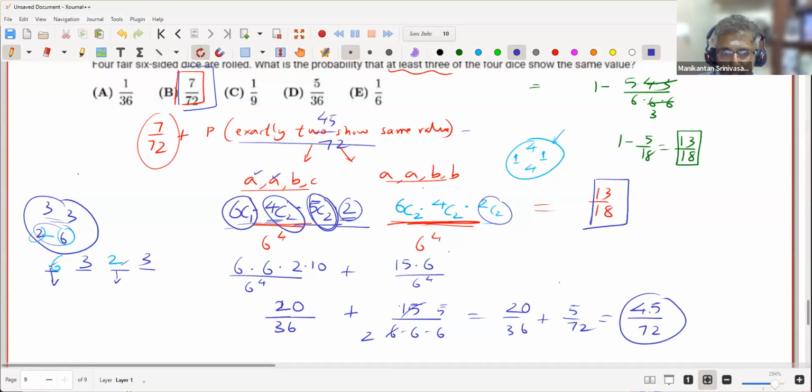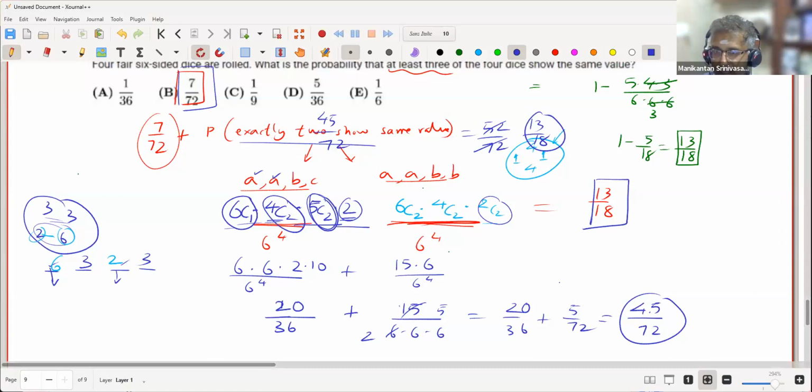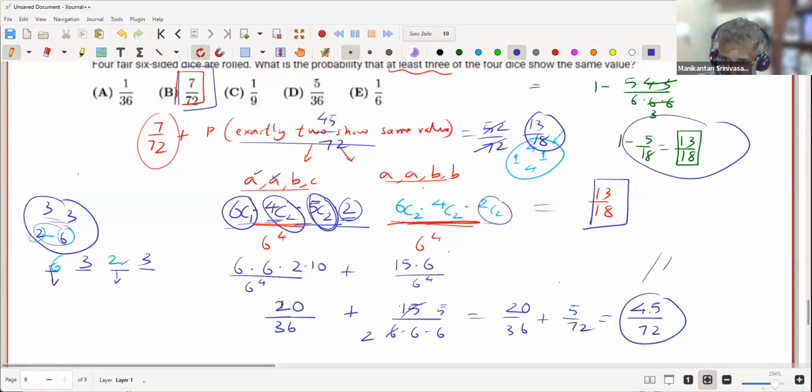So when I add these two, I get 52 by 72, which is 4 goes 13 times, 4 goes 18 times. Okay. Again, very error prone. Obviously, for this given problem, the easiest way should be doing 1 minus where all 4 are different. But whatever it is, long or short, the answer should match, else there's something going wrong. Therefore, it's worthwhile to do this and pursue where the mistake is.